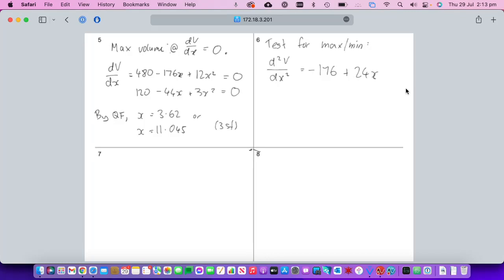Yeah, I think this is more of an answer for you. You must have stuffed up earlier on. Go back and check. It should have been plus 12x squared, and you must have had a minus 12x squared.